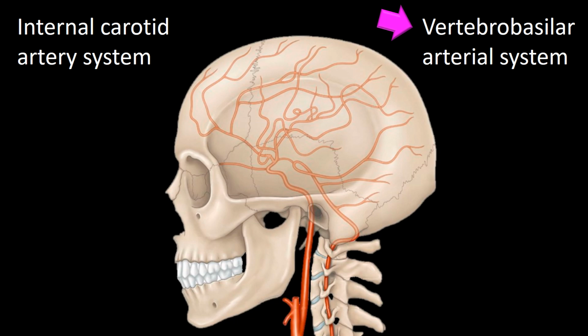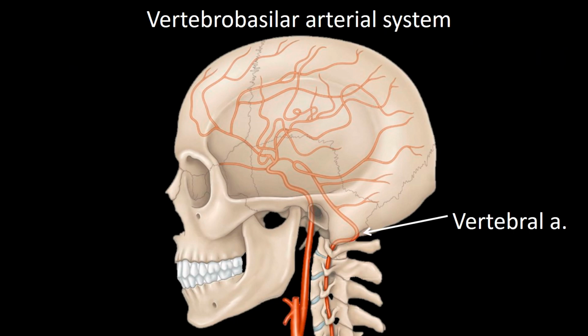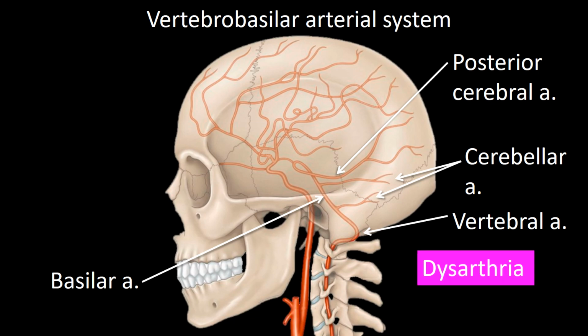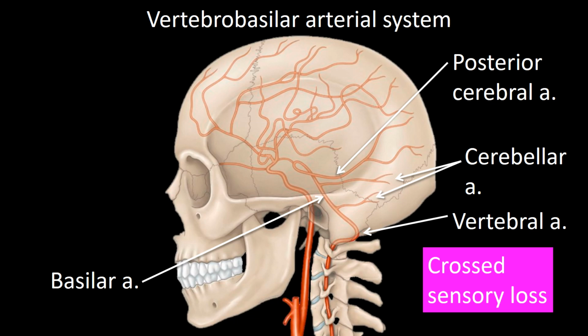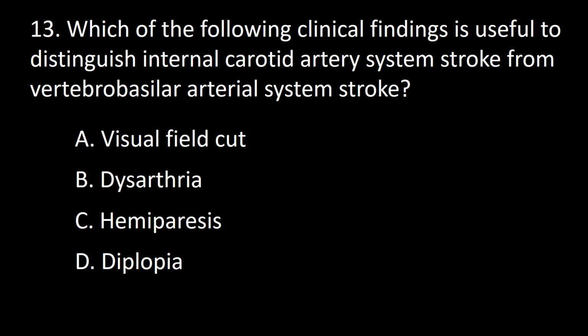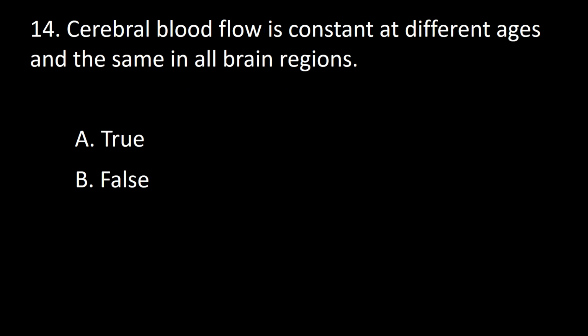The vertebrobasilar artery system includes the vertebral arteries, the basilar artery, the cerebellar arteries, and the posterior cerebral artery. Clinical manifestations of vertebrobasilar involvement include dysarthria due to cerebellar involvement, visual field cut, crossed hemiparesis, crossed sensory loss, vertigo, drop attacks, diplopia, and tinnitus. So the answer to this question is D.